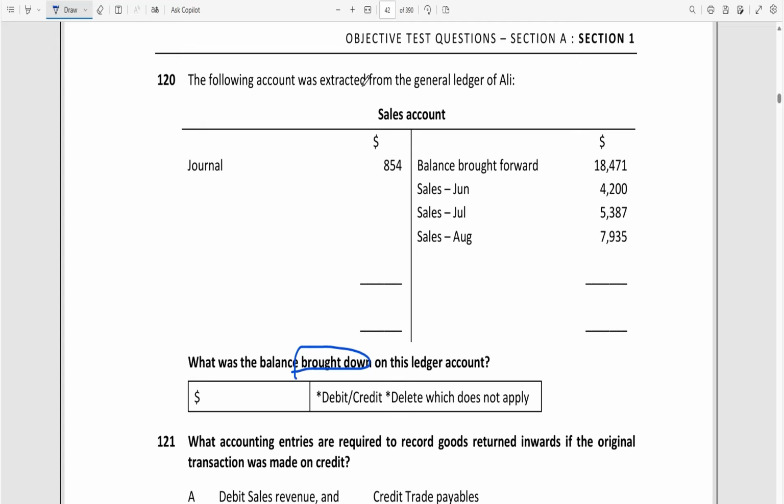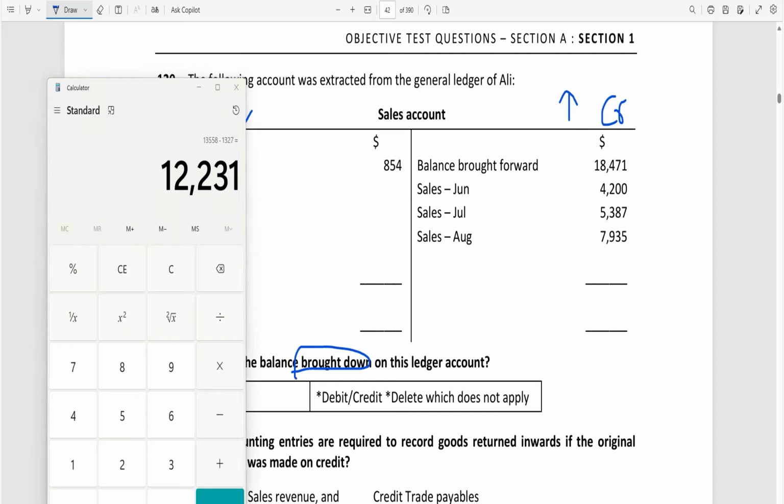So what is the total? We know that the left hand side is debit, and the right hand side is credit. As this is a sales account, if sales increase, it should be posted on the credit side. If it is decreasing, it will be posted on the debit side. So now let's total the credit side. What is the total amount?